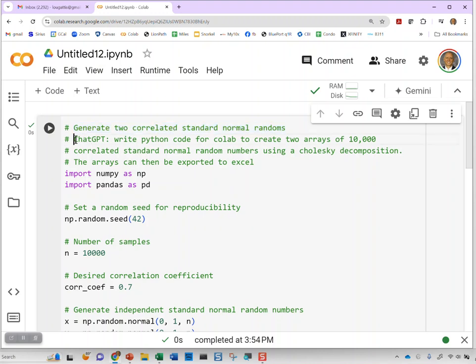How I got it is from ChatGPT. I went to ChatGPT and I said, write Python code for Colab to create two arrays of 10,000 correlated standard normal randoms using a Cholesky decomposition. The arrays can then be exported to Excel. That's what I actually asked ChatGPT. Now, how do I know to use the word Cholesky? I just know from a previous life that a Cholesky decomposition is a way of generating correlated randoms.